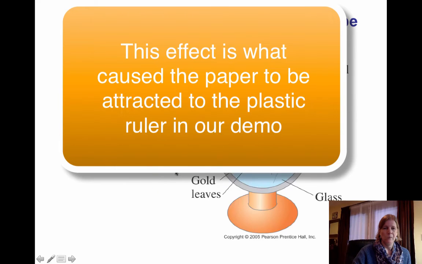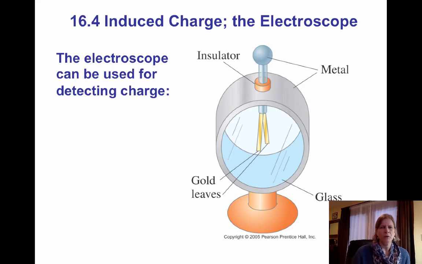All right, so what can we do once we've induced a charge? How can this be helpful to us? One way it can be helpful is to find out if an unknown object is electrically charged. And if we have something of known charge, we can figure out if that unknown object is positively or negatively charged. We can do that with an electroscope. So an electroscope is shown here.